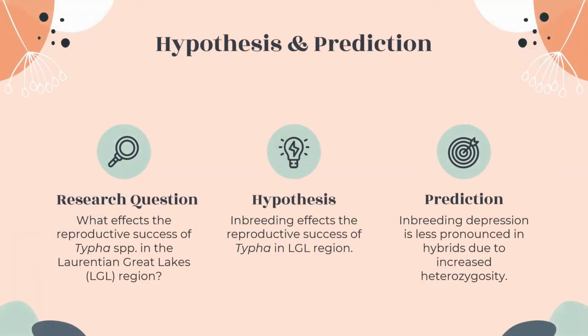All of this information coming together leads to the question of what affects the reproductive success of hybrid cattails in the Laurentian Great Lakes region. Using the information provided, I hypothesized that inbreeding affects this success and predicted that due to the increased heterozygosity in hybrids, inbreeding depression would be less pronounced in their self offspring than those of the parental species, as again, increased homozygosity typically leads to a greater magnitude of inbreeding depression.